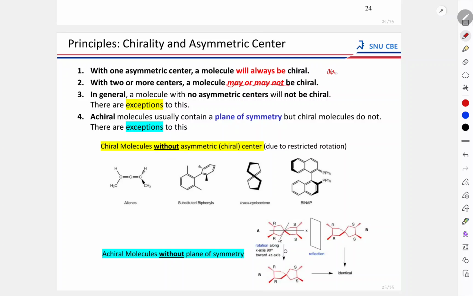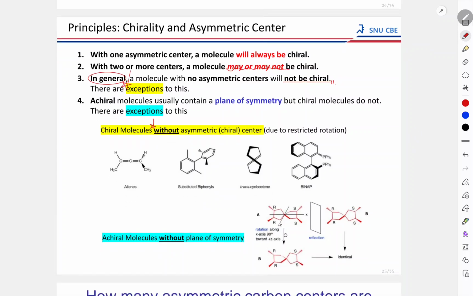In general, a molecule with no asymmetric centers will not be chiral, but there are some exceptions. As highlighted in yellow, the molecules below are all chiral, but they don't have asymmetric centers. So there are exceptions to that. Okay? A molecule with no asymmetric centers, generally speaking, will not be chiral, but these are exceptions.